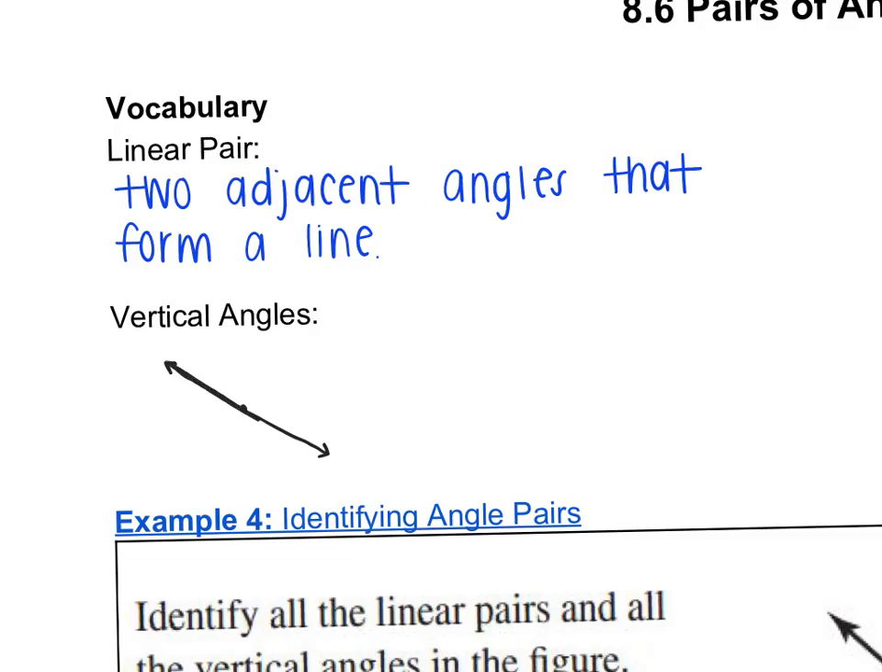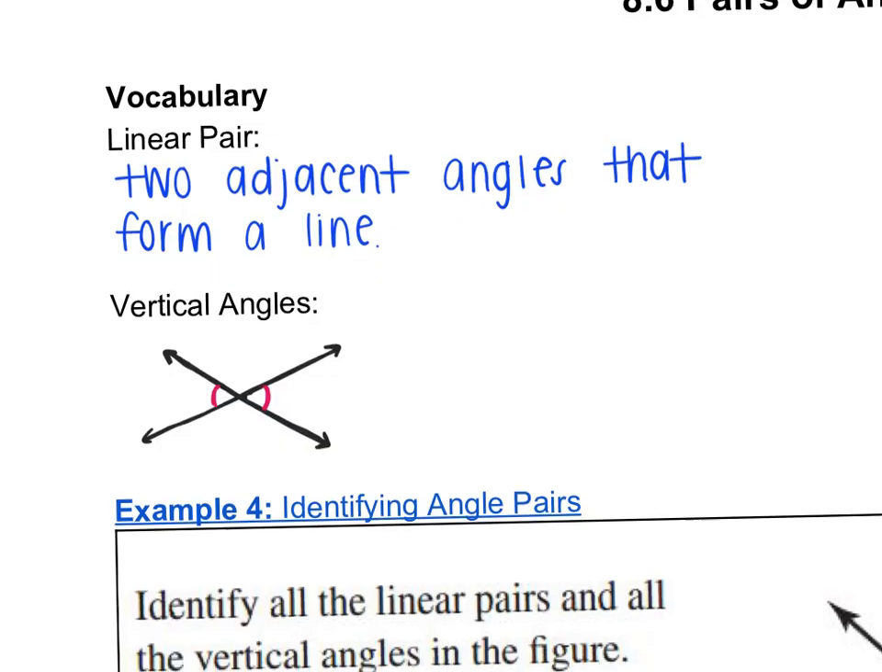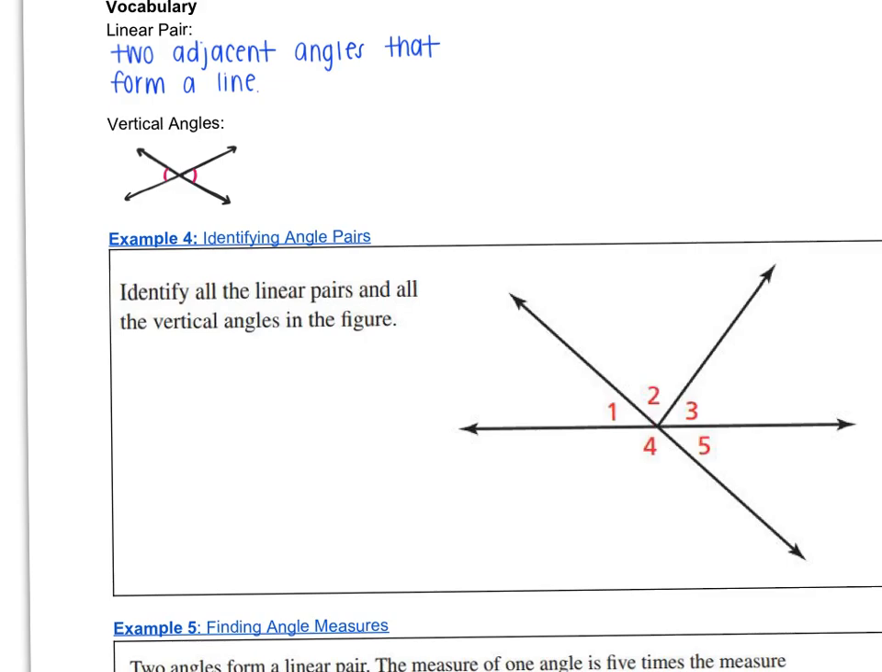Remember, this is a line. I need another pair of opposite rays, so I'll draw maybe a ray here and its opposite ray right there, again forming a line. What happens is those two opposite pairs form vertical angles. This angle and this angle would be vertical angles. You can think about it as angles that are across from each other. They have to be formed by two pairs of opposite rays, so it has to be two lines crossing, and they have to be across from each other. So those are our vertical angles. Now let's go ahead and identify some linear pairs and vertical angles.